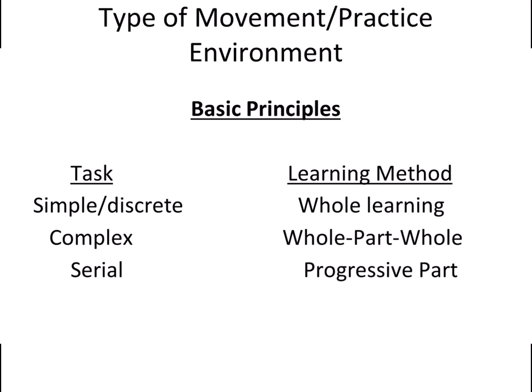A serial task, similar to the complex task, you would use something called progressive part learning. With progressive part learning, each individual part is practiced and added onto. So, for example, let's say ascending, descending steps. The first thing you would have the person do and learn would be, say, stepping up on the step with your right lower extremity. And you would continue to do that task until the person got it.